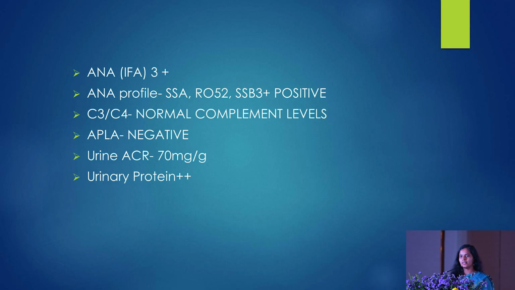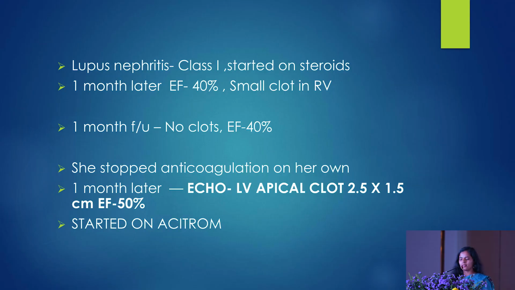We further investigated and found that ANA panel was positive for lupus, Ro52 and SSB positive. C3-C4 was normal, complement level, ANCA was negative, and urine ACR was 70 mg per gram. Urine protein was present. It was categorized as class 1 lupus nephritis, and she was started on immunosuppressants.